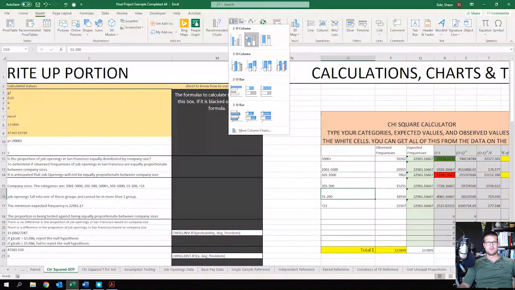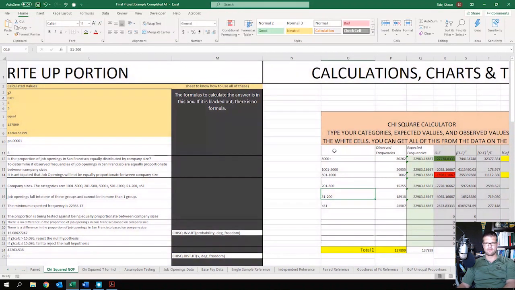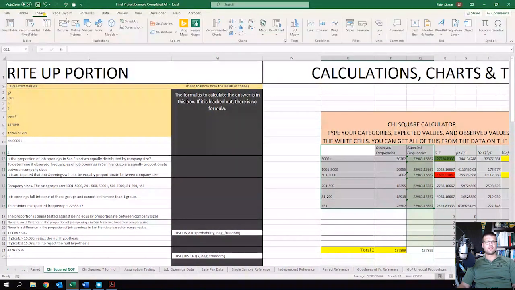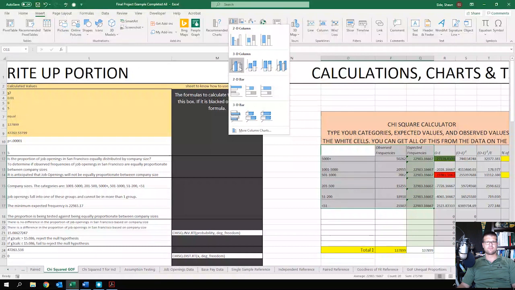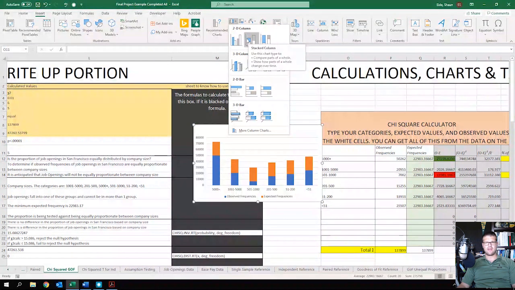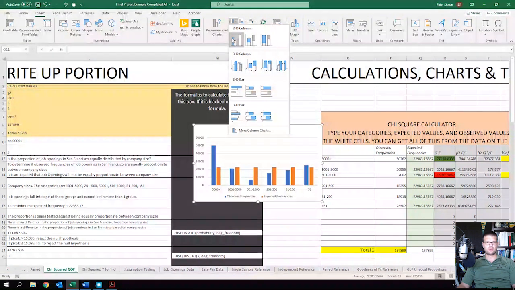These are bar charts. I want you to highlight the observed frequency and the expected frequency, and do insert bar chart. There are a couple of different bar charts that you can do. Like this one right here is not appropriate. The stacked bar chart is not appropriate. The only one that's actually truly appropriate is probably this one.